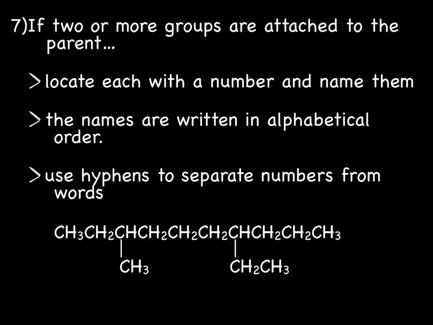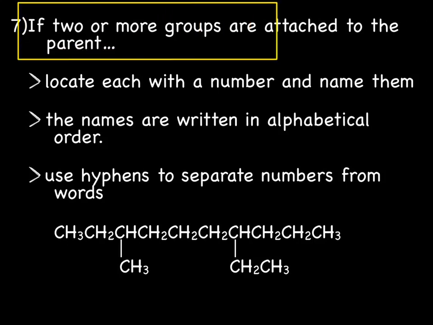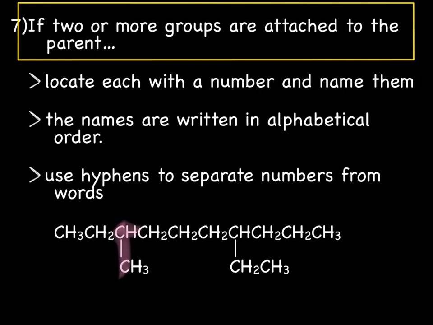Okay, so what if we find a situation where we have 2 or more groups or branches attached to the parent? Well, you locate each branch with a number and name them. The names are going to be written in alphabetical order, and we're going to use hyphens to separate numbers from words. So let's start with finding our parent branch. We could go this way, 1, 2, 3, 4, 5, 6, 7, 8. Or 1, 2, 3, 4, 5, 6, 7, 8, 9.